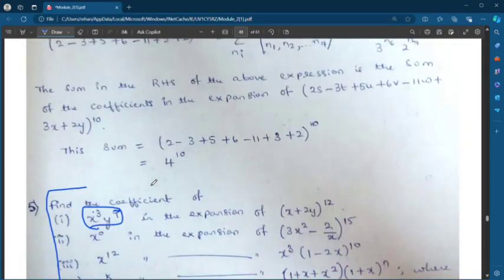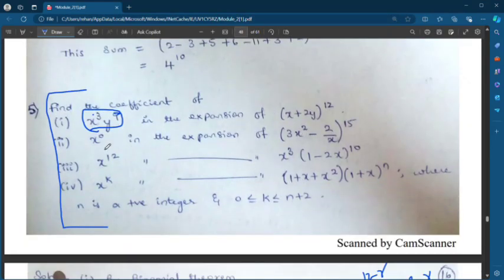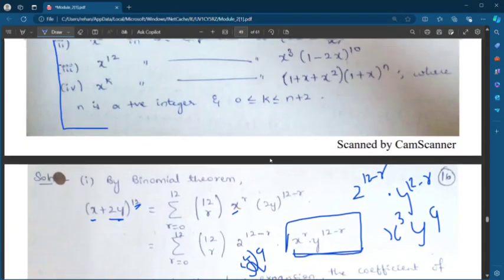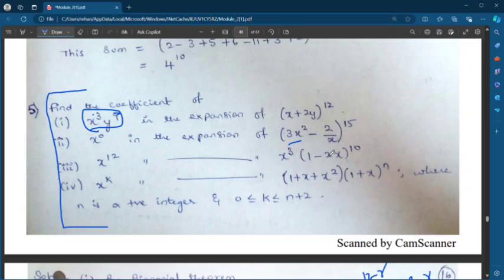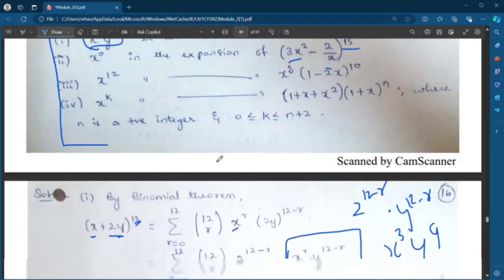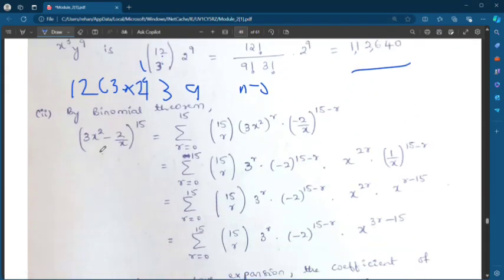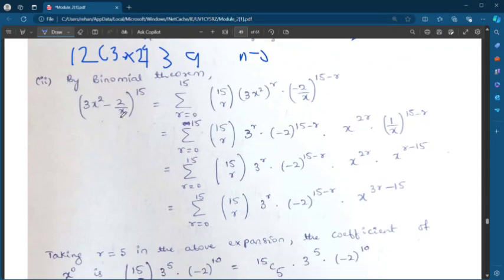Okay, second one. Now see here, x to the power 0 in the expansion of (3x square minus 2 by x) to the power 15. Instead of x I have 3x square, instead of y I have 2 by x, and n is 15. By binomial theorem, (3x square minus 2 by x) to the power 15 is equal to the sum over r is equal to 0 to 15. Instead of x I'll write this term, instead of y I'll write this term with minus.